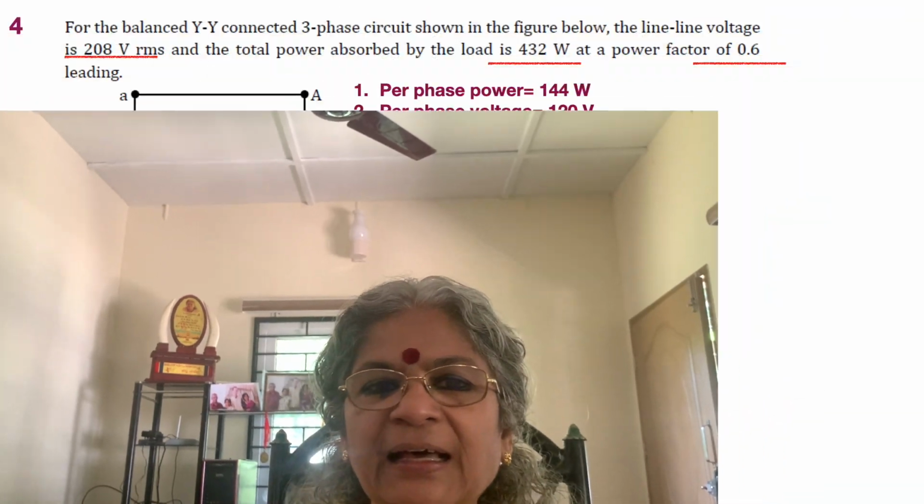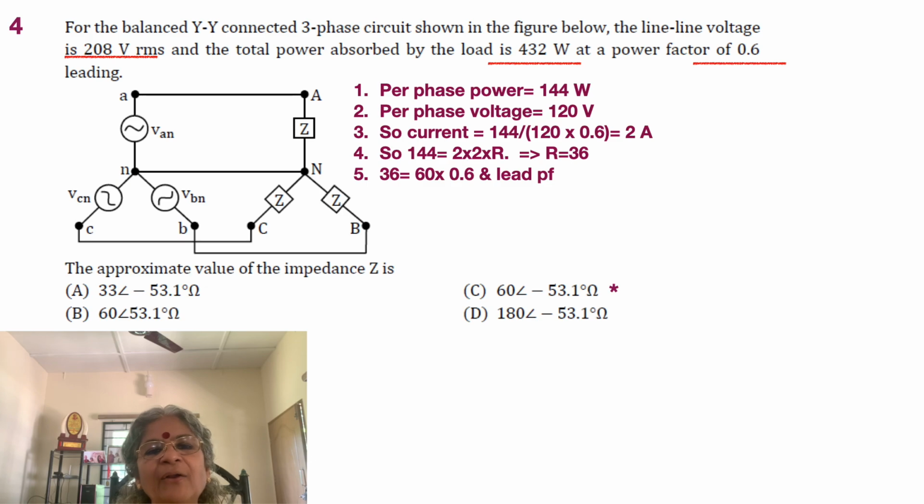This is only one way of progressing. There are plenty of ways. Okay, so now we see that 2 amps is the current. Okay, and I square R, or 2 into 2 into R, will give you what is called as 144. Okay, so R is now 36, and the 36 is the horizontal component, or Z cos phi. Okay? So Z cos phi tells us that.